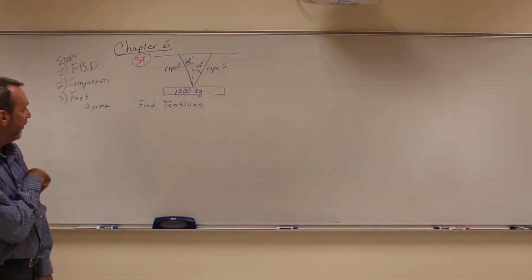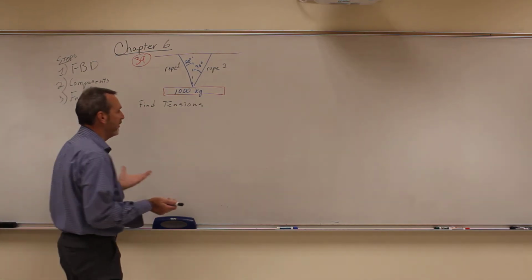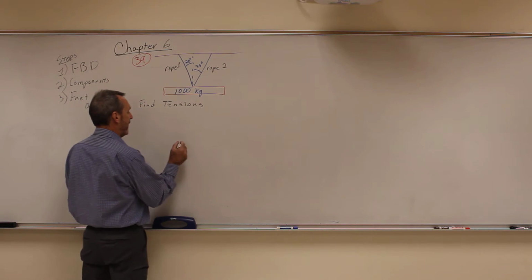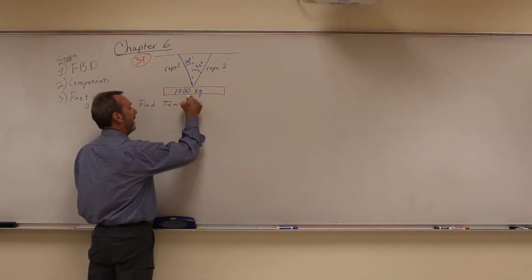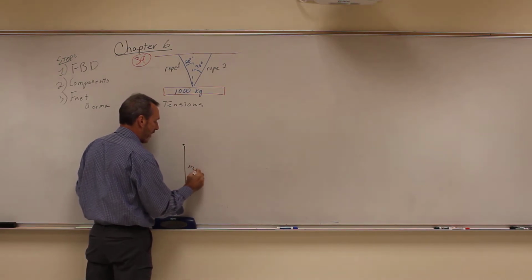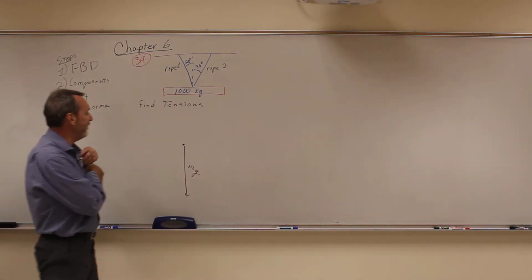Okay? So we're going to solve this. This is a good example for how you solve a problem. We're going to do these steps. So the first thing we're going to do is a free body diagram on the beam. Well, you always have gravity. In this case, it's just mg. Then we have tension.